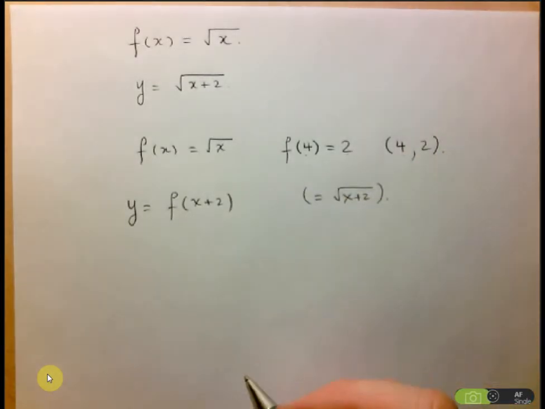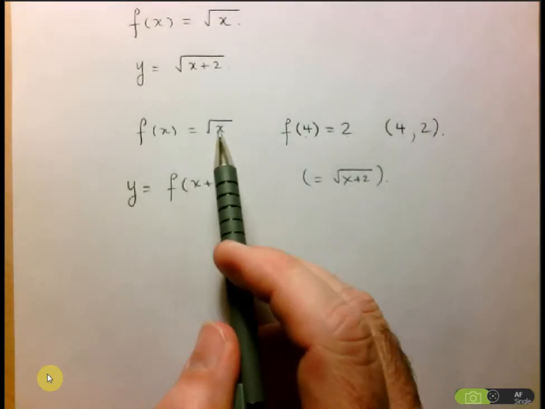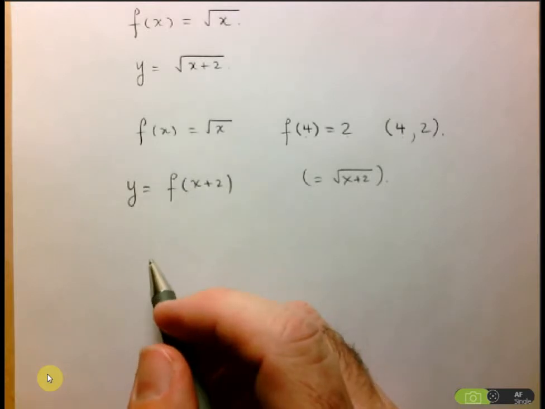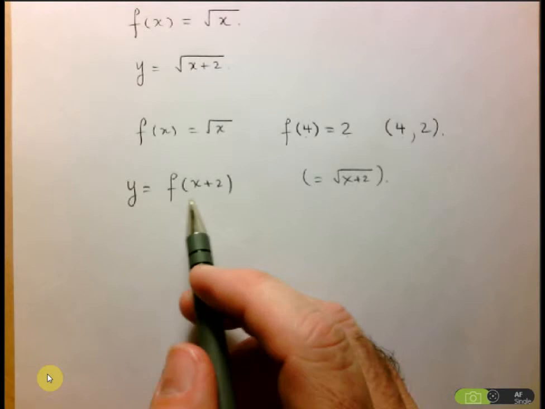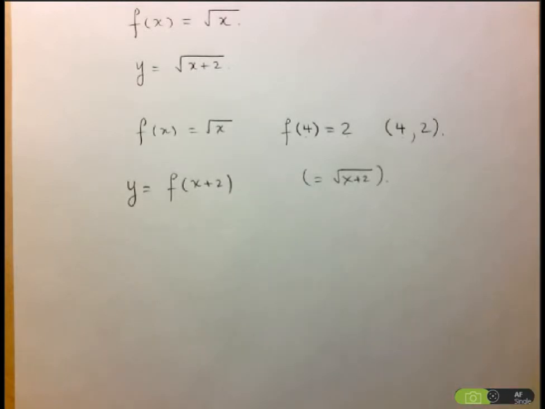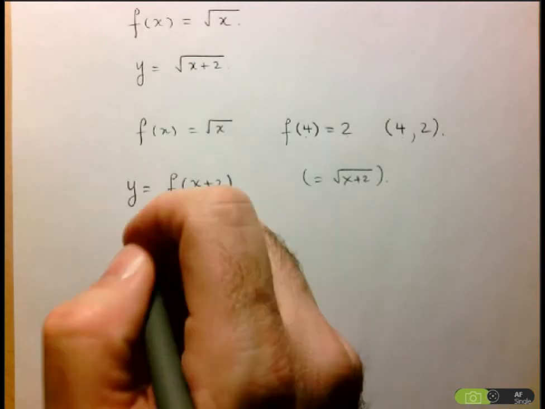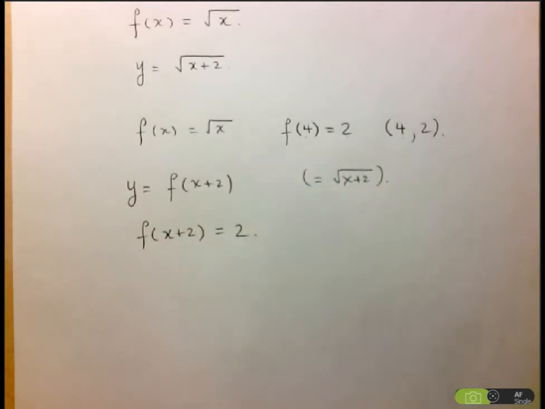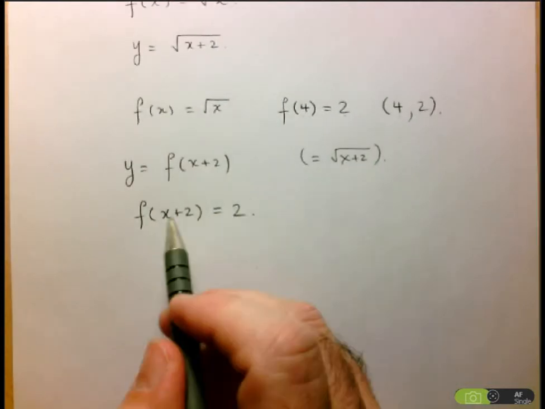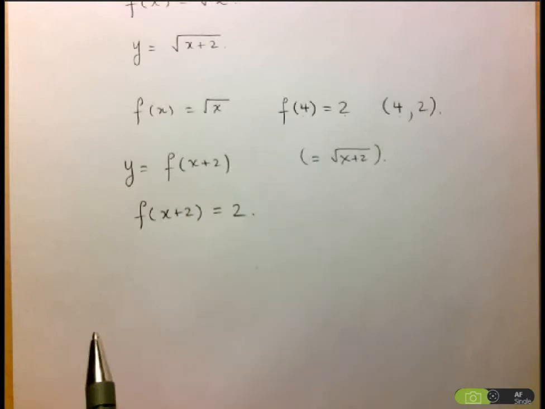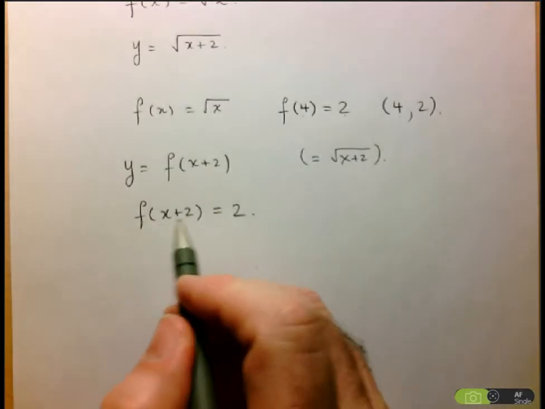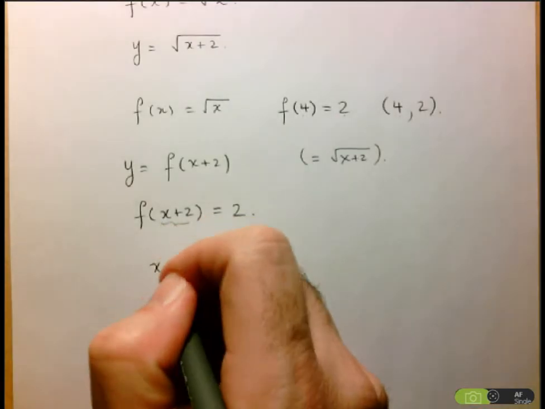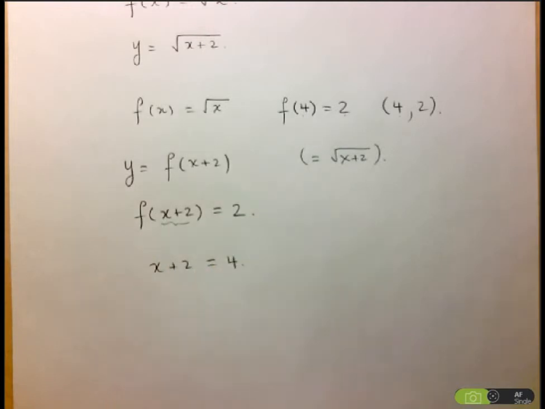Our goal is to see what the effect is on the parent function root x when I add 2 to the x variable. Here I want to think of this as a horizontal transformation, so I want to keep the y value constant. I want the y value to remain 2, and I need to see what x value I need to obtain a y value of 2. I know f needs an input of 4 in order to get 2. So that means this input of x plus 2 has to be equal to 4.